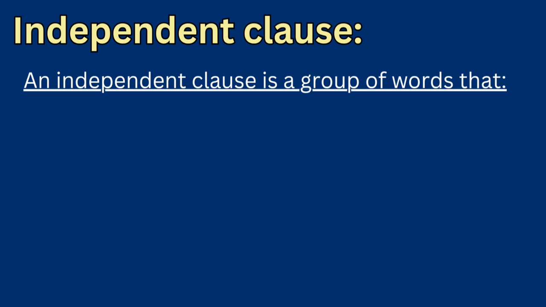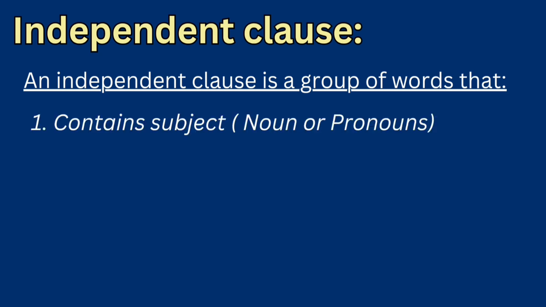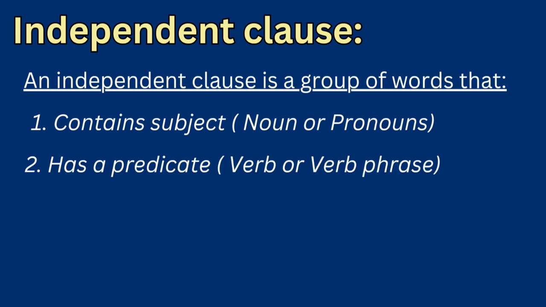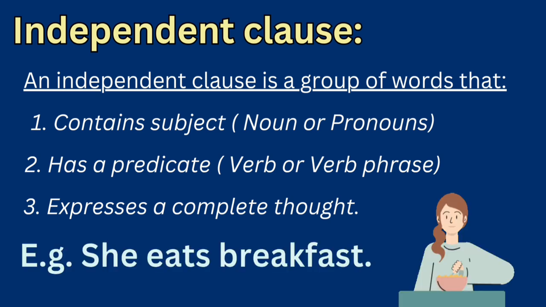An independent clause is a group of words that contains a subject, means noun or pronouns, has a predicate, means verb or verb phrase, and expresses a complete thought. For example, she eats breakfast. This clause meets the above three criteria for an independent clause. So this is an independent clause. This sentence has a subject she, has a predicate verb eats, and also expresses a complete thought. Means the sentence makes sense on its own.